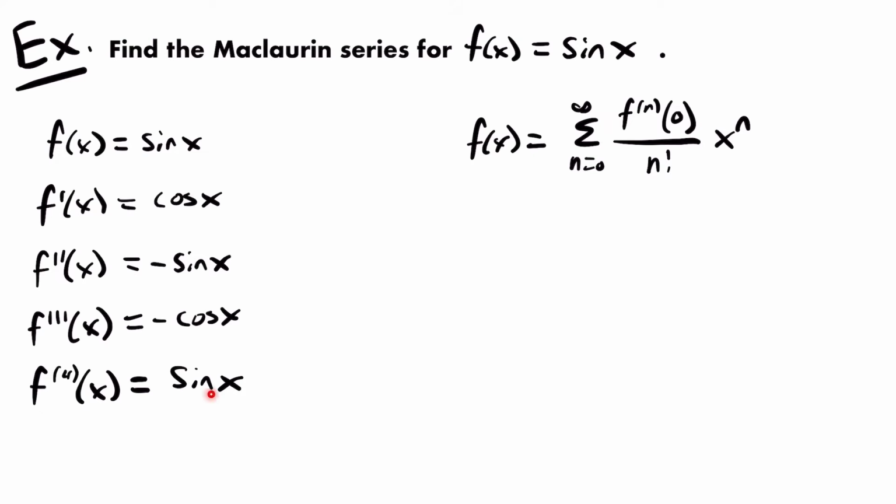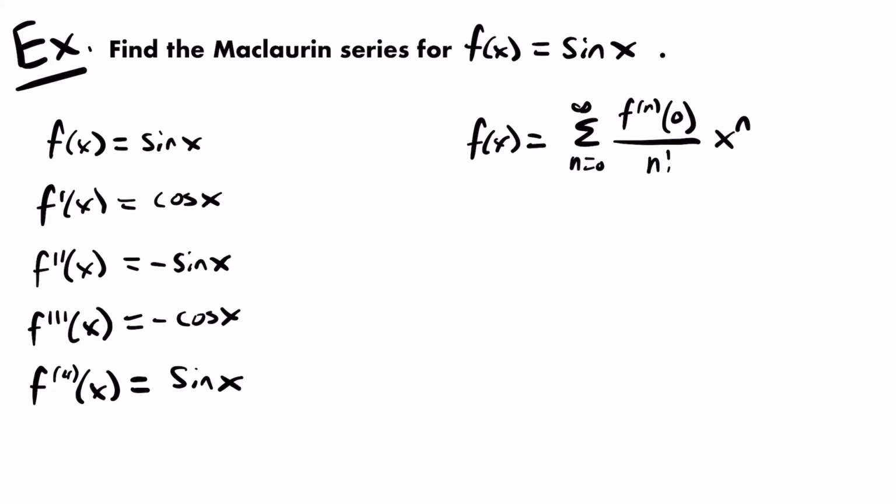All right, and now I'm going to stop there because we've come full circle, right? We've gone from sine x being our original function to now having sine x as our fourth derivative. And so the derivatives from this point on just continue to cycle through these different functions. We would have cosine, then negative sine, negative cosine, then positive sine, and then the whole thing repeats again.